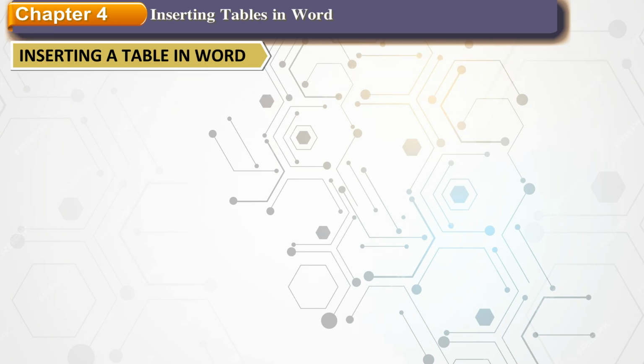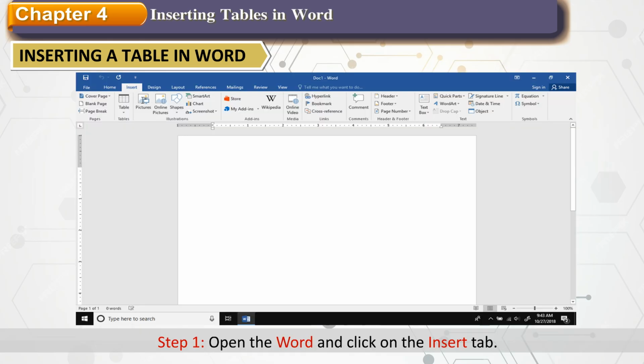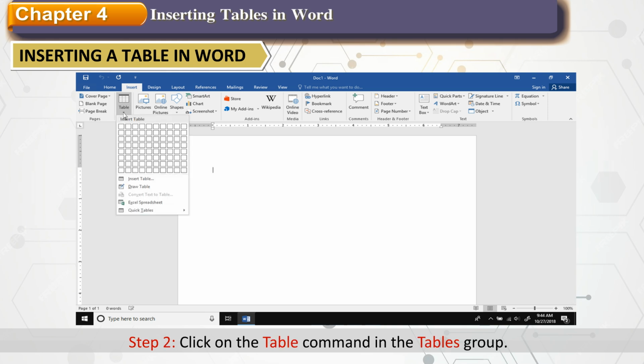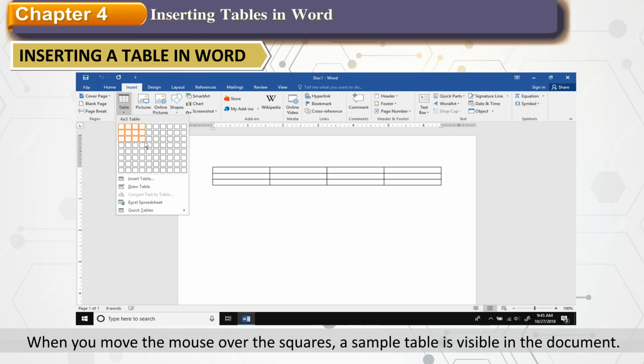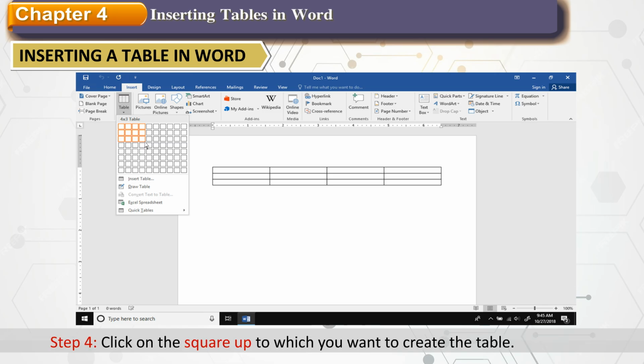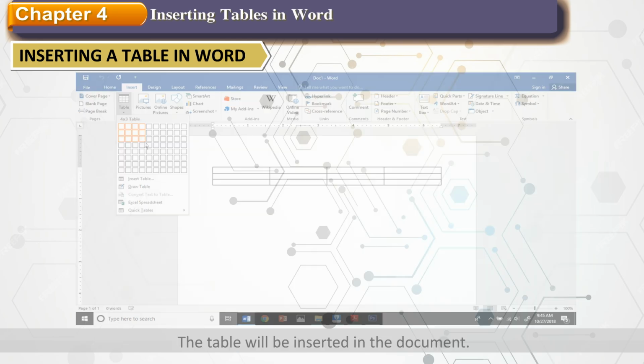Inserting a table in Word. To insert a table, follow these steps. Step 1. Open the Word and click on the Insert tab. Step 2. Click on the Table command in the Tables group. Step 3. Move the mouse over the squares to select columns and rows for the table. When you move the mouse over the squares, a sample table is visible in the document. Step 4. Click on the square up to which you want to create the table. The table will be inserted in the document.